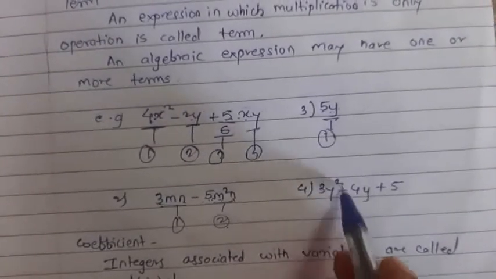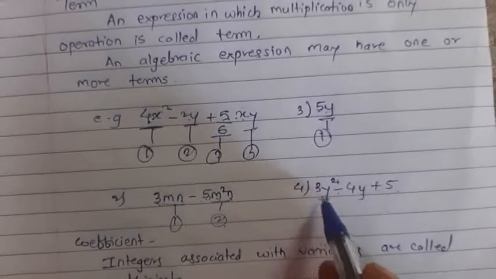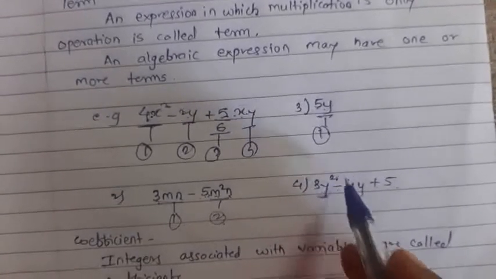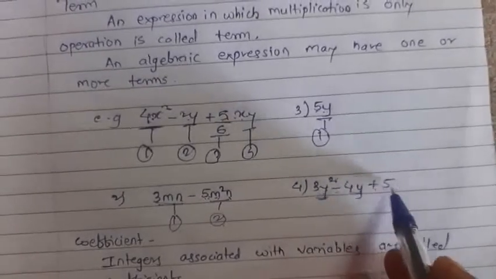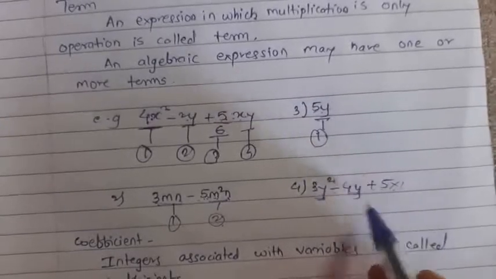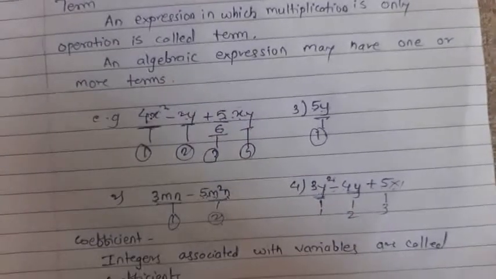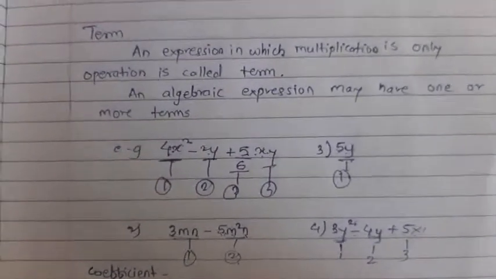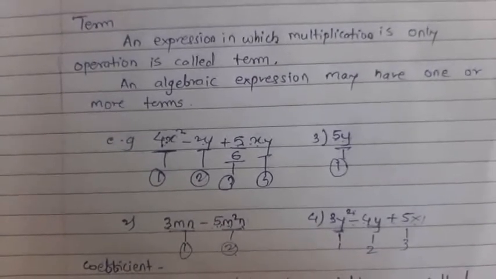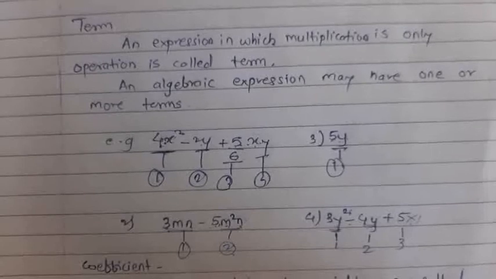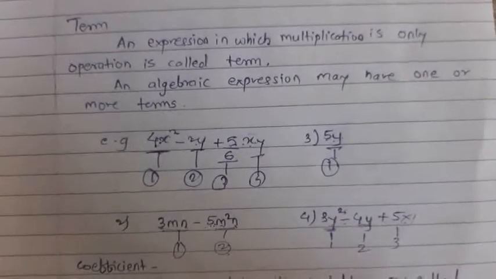Next is 3y square minus 4y plus 5. So here 3y square means 3 into y square, 4y means 4 into y and for 5 nothing is there, means 5 into 1. So here this is the first term, this is the second term and this is the third term. So in this way algebraic expressions are formed by terms, and terms are nothing but expressions which contain only multiplication operation.